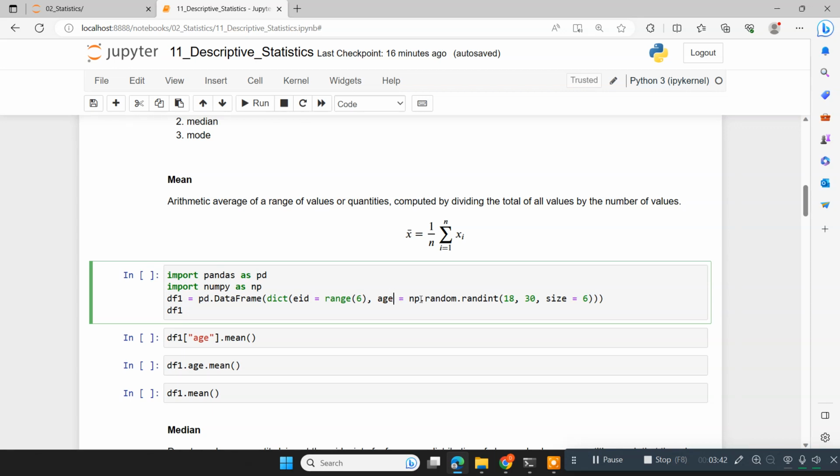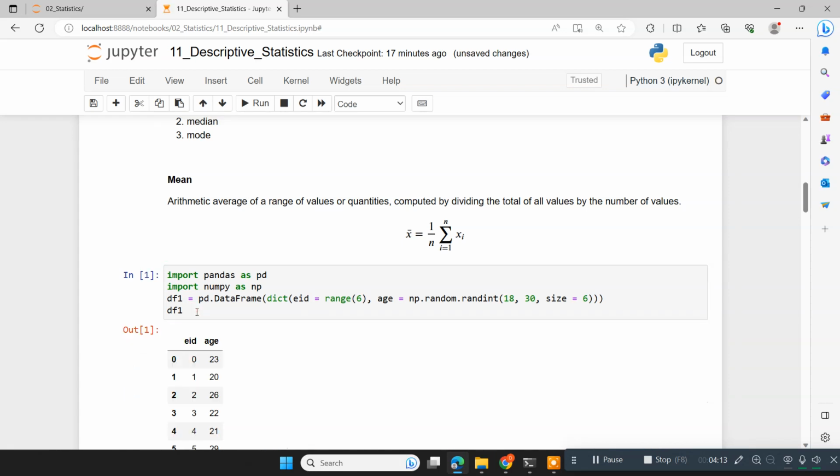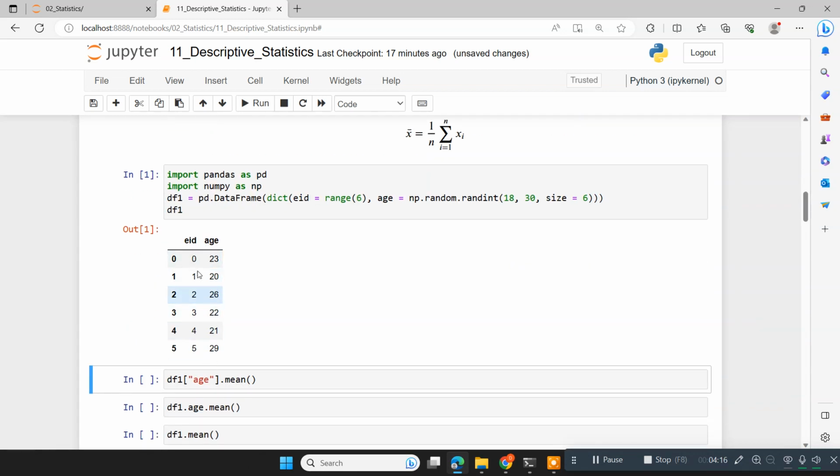Similarly, age is equal to generating random integers by using the predefined method randint, np.random.randint. This randint method gives us random integers. How many? Totally 6 here. So we mentioned the size as 6 and the values are coming in the range of 18 to 30. 18 to 30 means not exactly 30, up to 29 only. Then I'm printing my data frame. So these are the values. Employee ID values are 0 to 5 and then age, random numbers are generated.